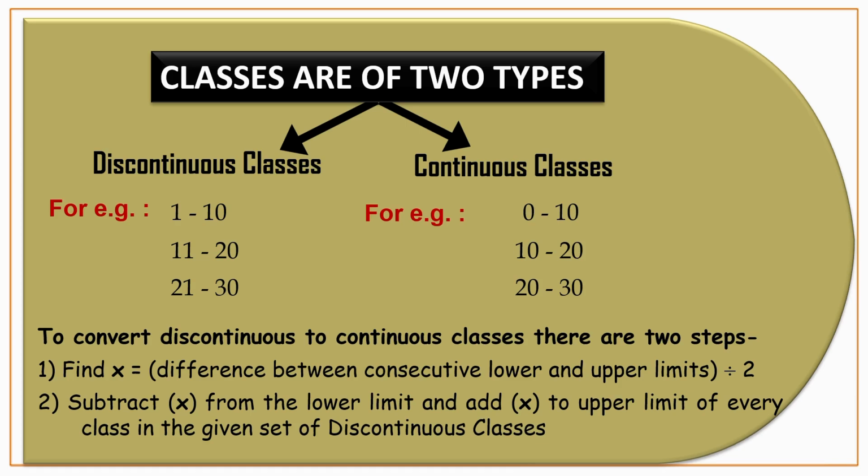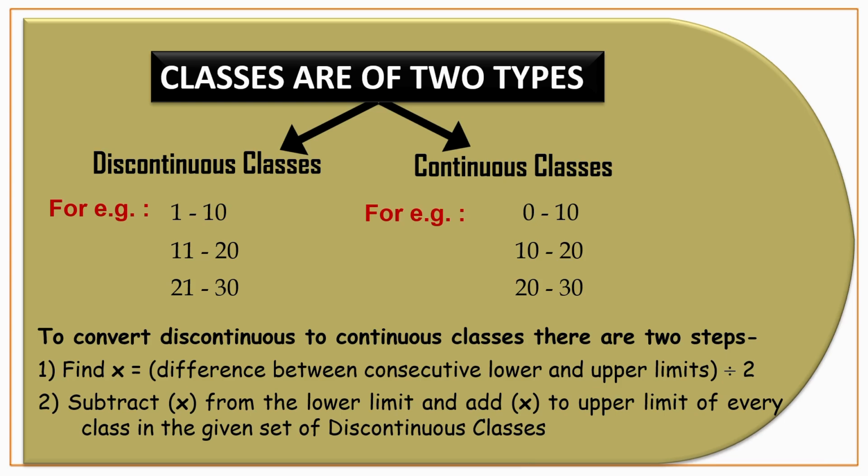Consecutive class interval is 11 to 20. And what is the lower limit of it? That is 11. So what is the difference between the first class interval upper limit and second class interval lower limit? So second class interval lower limit is 11 and first class interval upper limit is 10. So if we take the difference, that is 11 minus 10, that is equal to 1. So we have to do 1 divided by 2, that is 0.5. So 0.5 will be the x in this case.